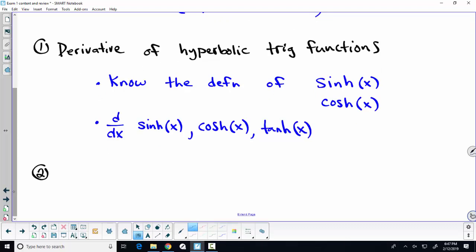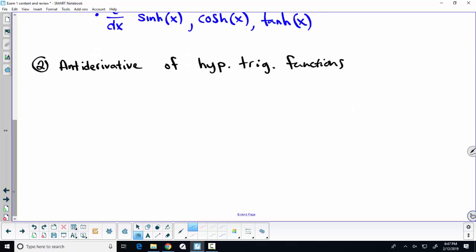There'll be two questions for the antiderivatives of the hyperbolic trig functions. And again, the ones we should know are the hyperbolic sine, cosine, and tangent.